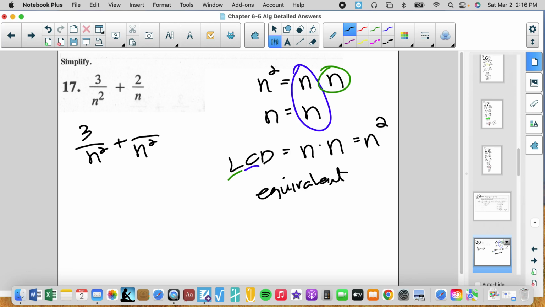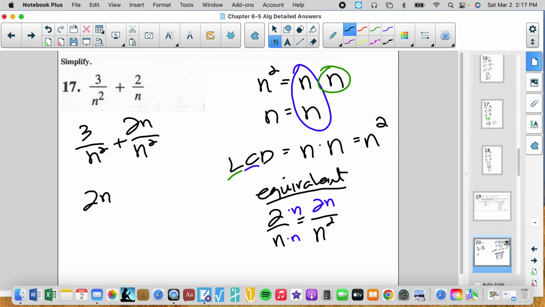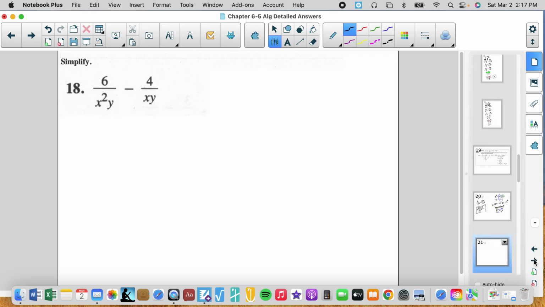We'll do that work over here, so 2 over n equals what over n squared? We're going to multiply by an n, so we get 2n. So this numerator becomes 2n. We have like denominators now. I'm going to put it in standard form. Variable comes before the constant. And we can't factor the numerator. So all of that work.